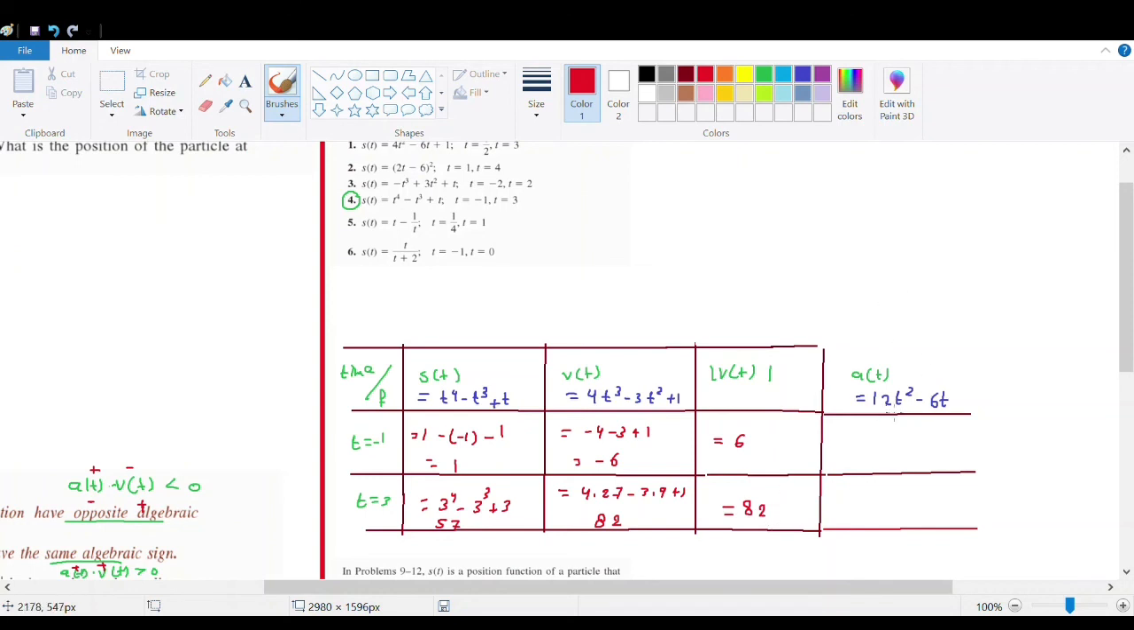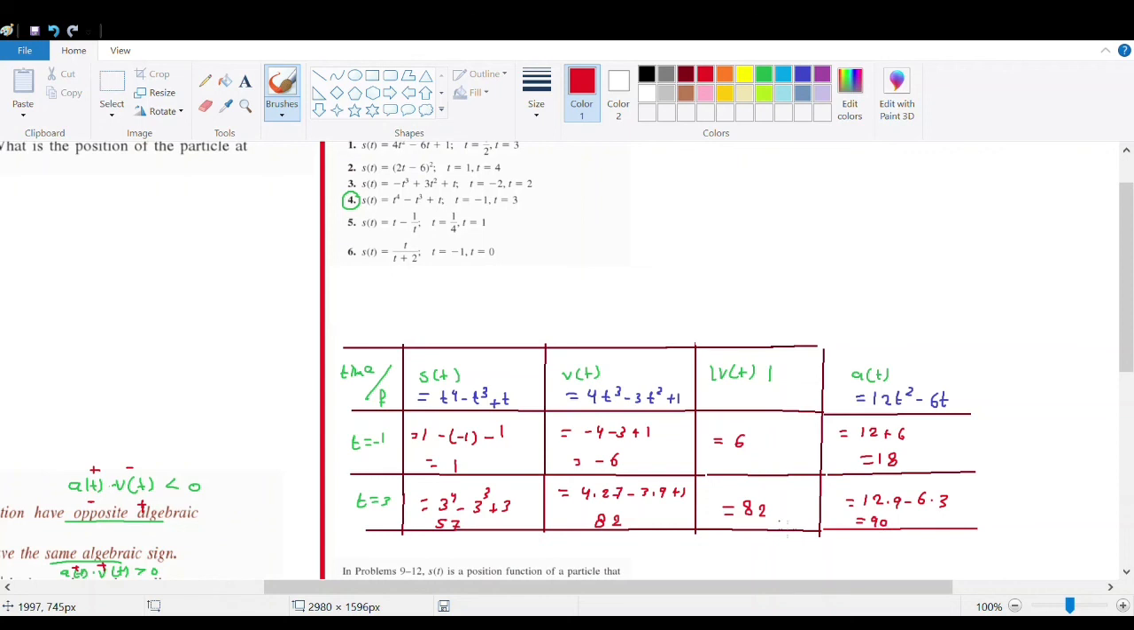For the acceleration, we need the derivative of velocity, which is 12t squared minus 6t. At t equals -1, it is 12 plus 6, which gives us 18. So the acceleration will be 18. At t equals 3, it will be 12 multiplied by 9 minus 6 multiplied by 3. So 108 minus 18 gives us 90.